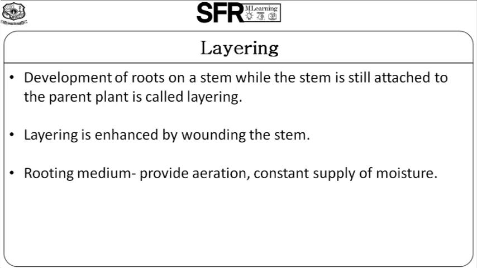In this method, long, flexible, soft-stemmed plants can be used for layering. What we have to do is bend the flexible stem of the parent plant to the ground so that it gets submerged in the ground and develops roots inside the soil. This is the basic technique of layering. We have to make a wound in the stem, which induces root development, and for rooting there should be proper aeration and a constant supply of moisture. We have to make note of that.